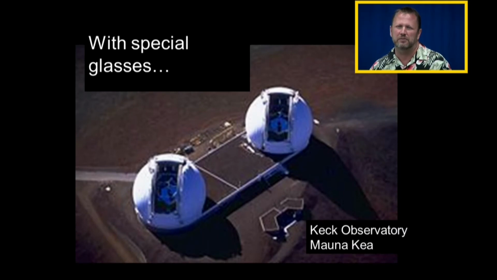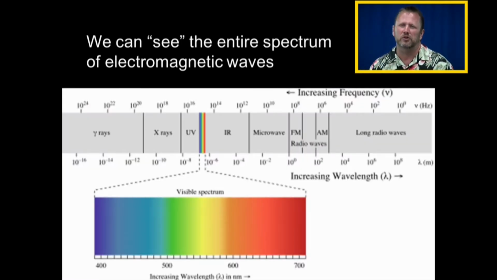So it's with very special glasses that we can see the entire spectrum of electromagnetic waves. So light is an electromagnetic wave, and the spectrum that we can see is very, very tiny. This is the entire spectrum of electromagnetic waves. When you hear about gamma waves, when you hear about X-rays, when you hear about ultraviolet, when you hear about infrared, microwave, AM, FM radio waves, and long radio waves, well, they're just like light that you can't see.